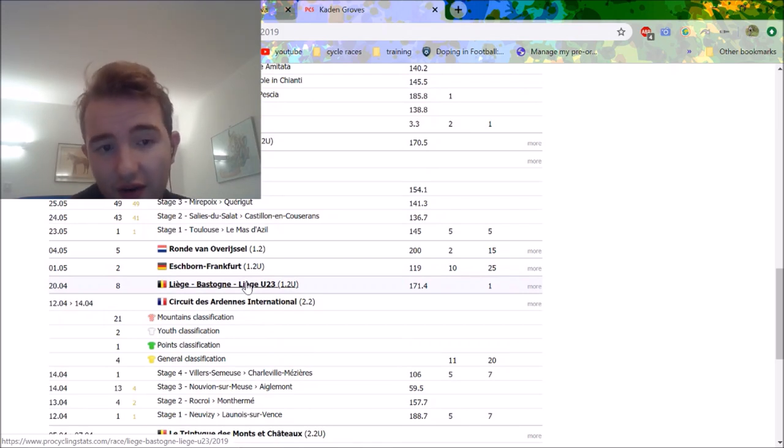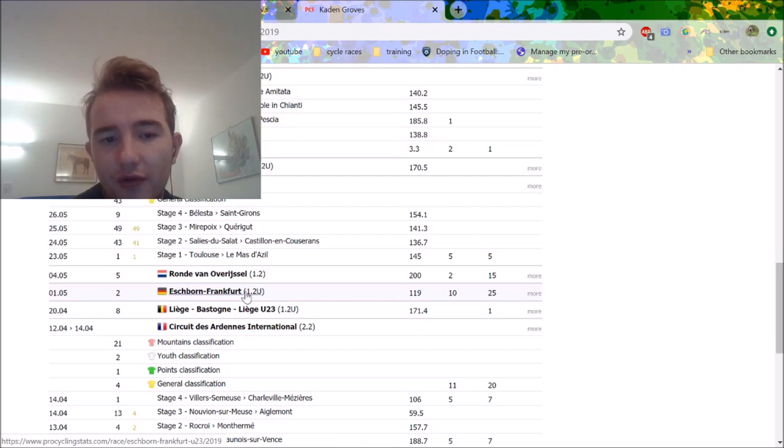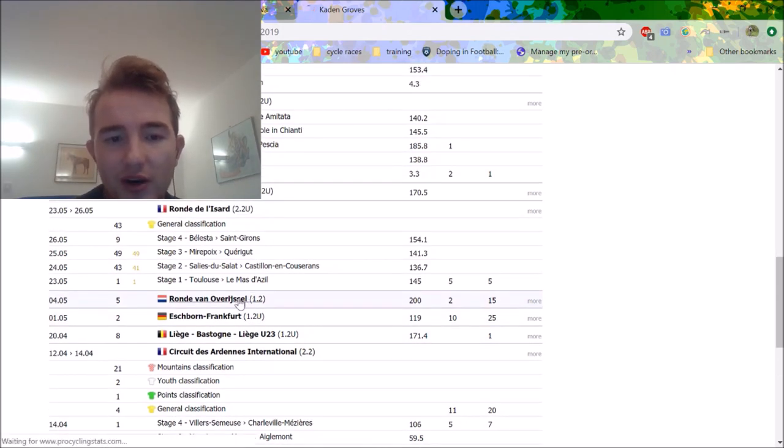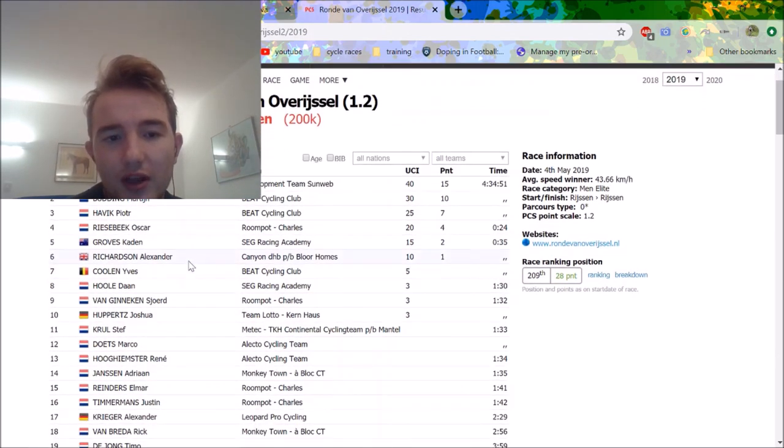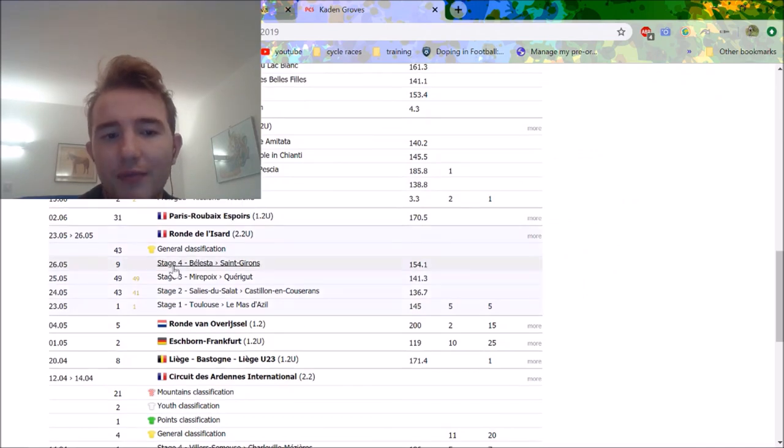He's a heavy boy, 75 kilos, but we can get around that. Eschborn-Frankfurt, obviously that's for sprinters. Another 1.2 in the Netherlands, he beat some decent blokes here. Niels Eckhoff, we all know him, disqualified from the under 23 Worlds. But this is the thing: he moved to Europe, got the results.